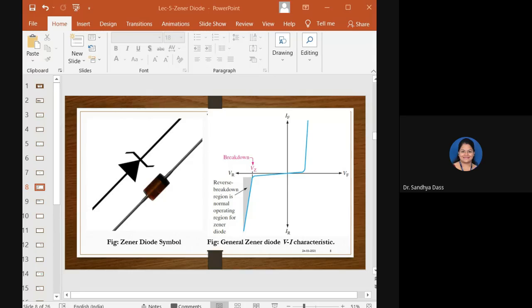One thing to note here: the avalanche breakdown will not be quite sharp. It will be slight, with some slope there. Whereas in Zener breakdown, the response, the curve that we can observe, will be quite sharp.